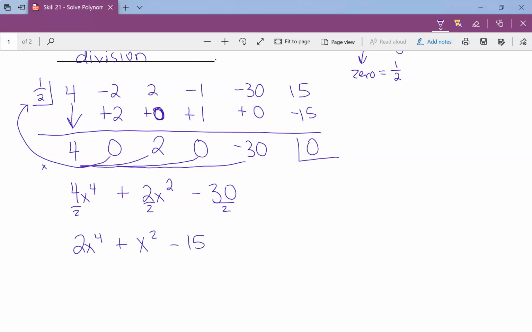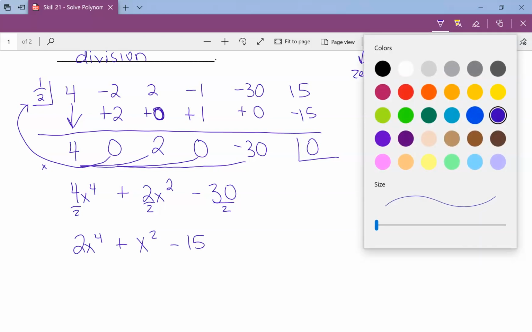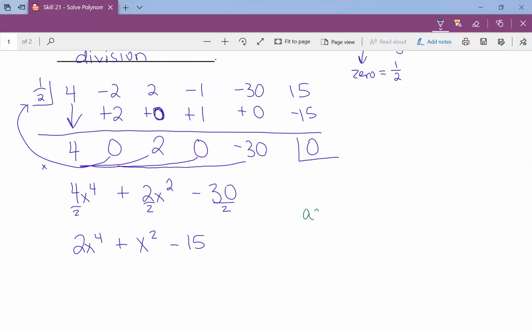And now we can factor this using our ACB tree. So for my ACB tree, a times c is going to be negative 30. B is a positive 1. So we're looking for two numbers that multiply to negative 30 and add to 1. Since they multiply to a negative, I need a negative number and a positive number being multiplied. And since we have a positive sum, I need more positive than negative. So I'm going to have negative 5 and positive 6.